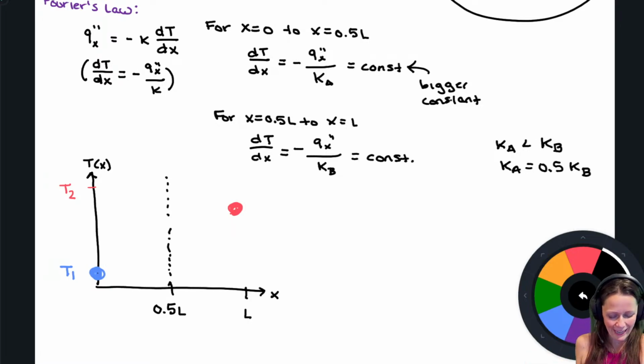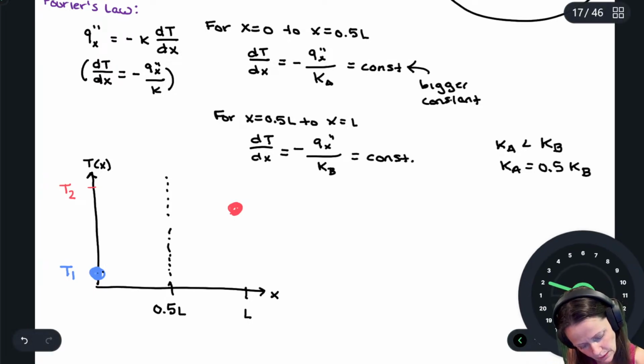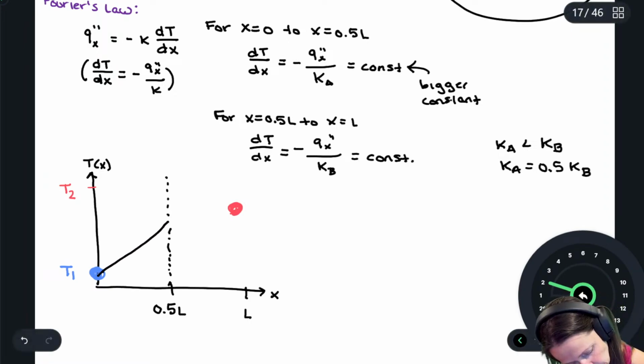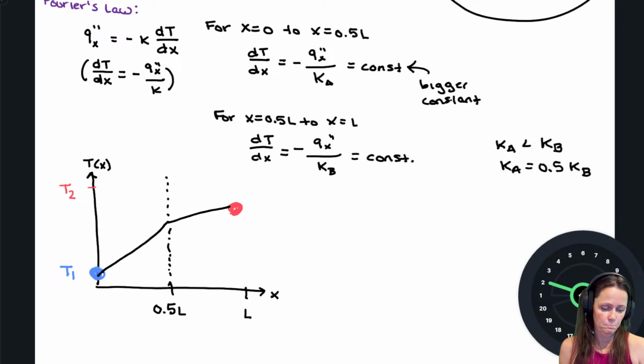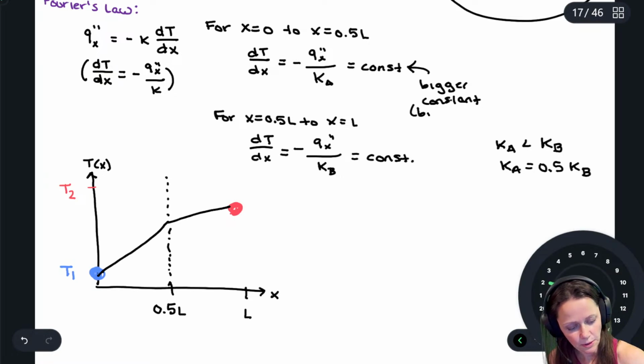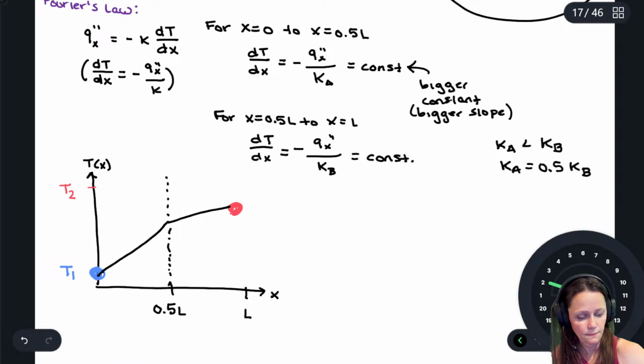So from X equals 0 to X equals 0.5 L, that slope is bigger. So the slope is going to be sharper in the first half from 0 to 0.5 L. And so, yeah, let's see if I can draw it without making it look too ugly. There we go. Bigger constant, bigger slope.